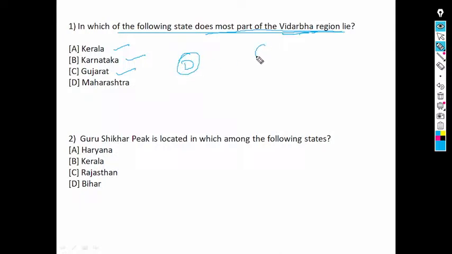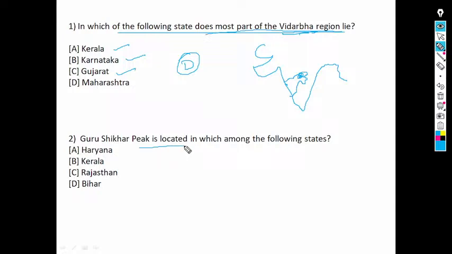The Vidarbha region is in the north of the Maharashtra region. This is the Vidarbha region, most of the interior part. The answer is D.